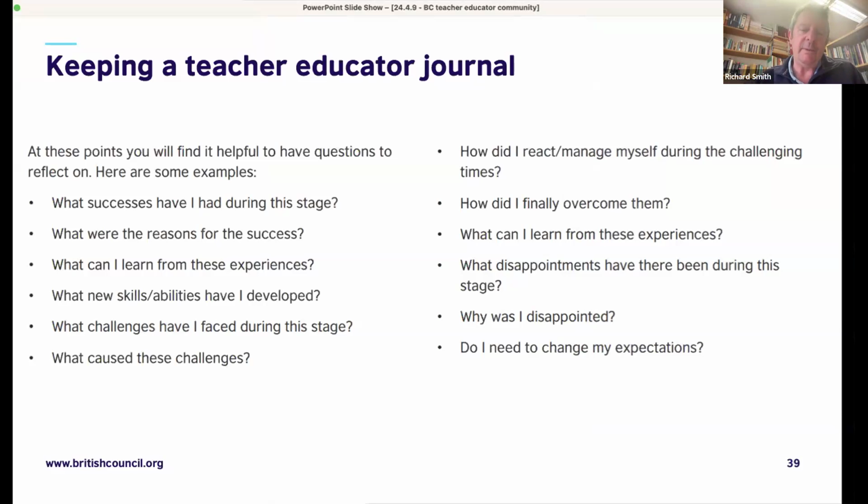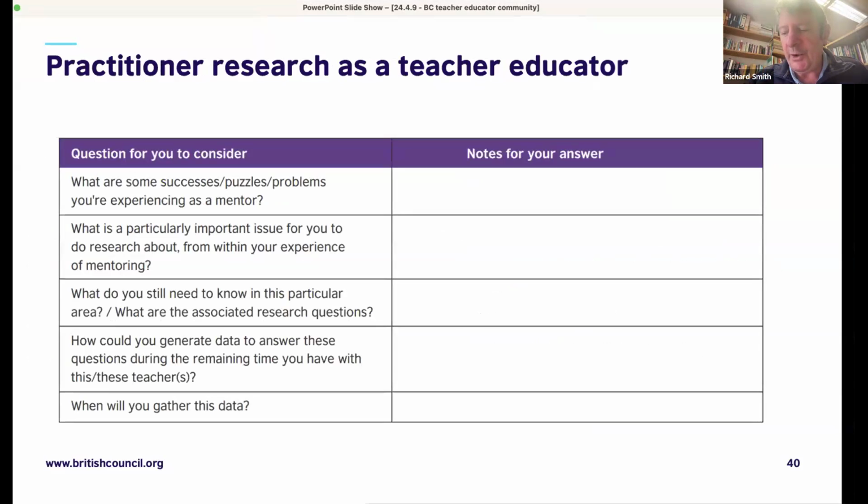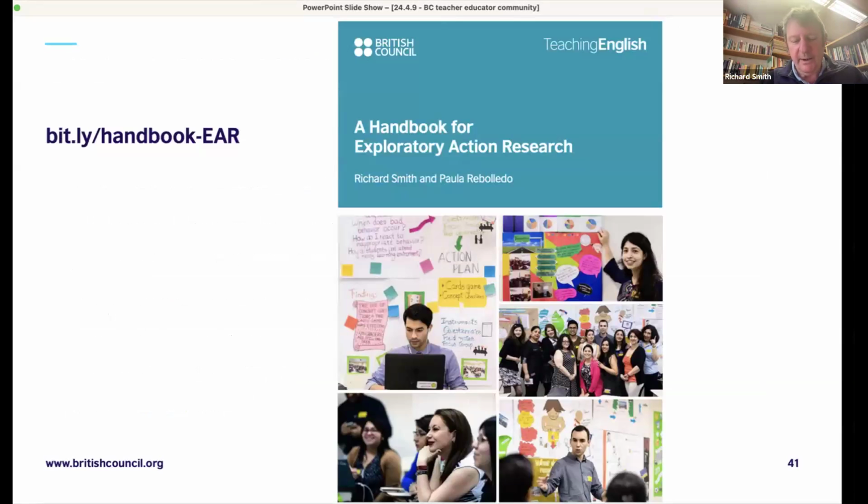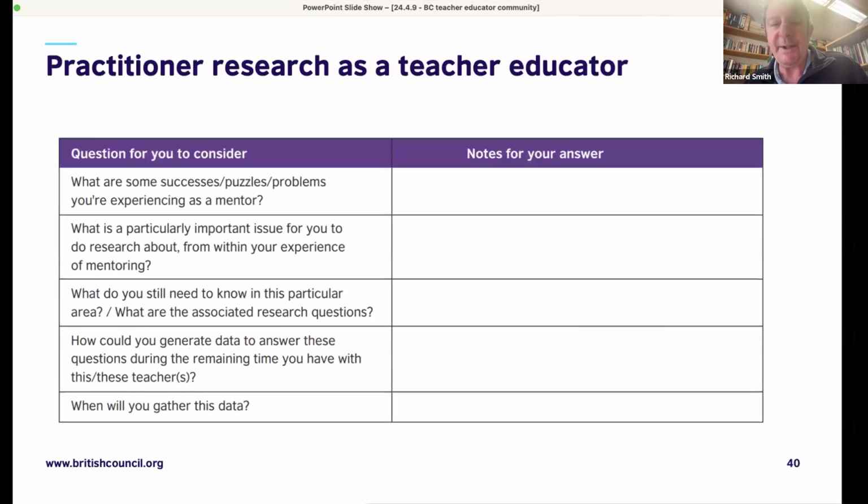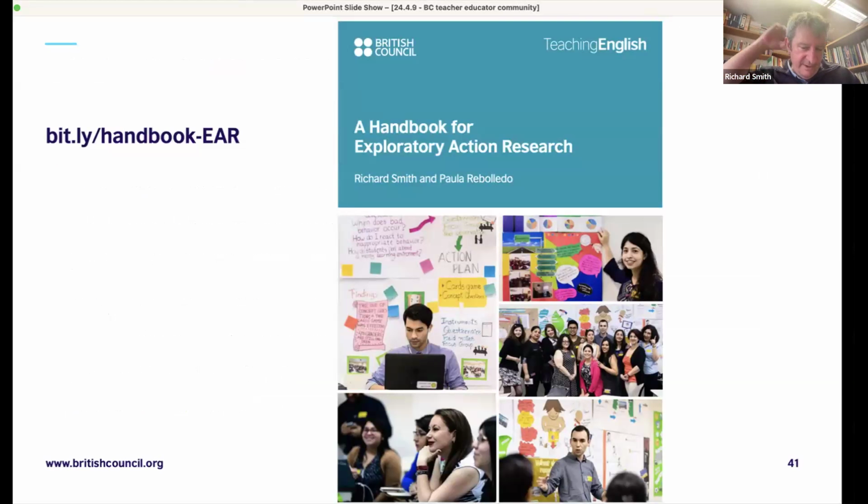And here are some questions that you could ask yourself every week or every time you do something. And then from that journal, you can identify issues that you might like to address or understand better. With an exploratory action research approach, you would first of all try to understand the issues. And here are some questions that you might ask yourself now even, about your own practice at the moment. The fourth one is starting to think, well, what data can I find? And the last one is actually starting to make a plan. So if you're interested, I'd encourage you to think about doing practitioner research as a teacher educator. Go back to this book and do it for yourself. Go through the process of exploratory action research.